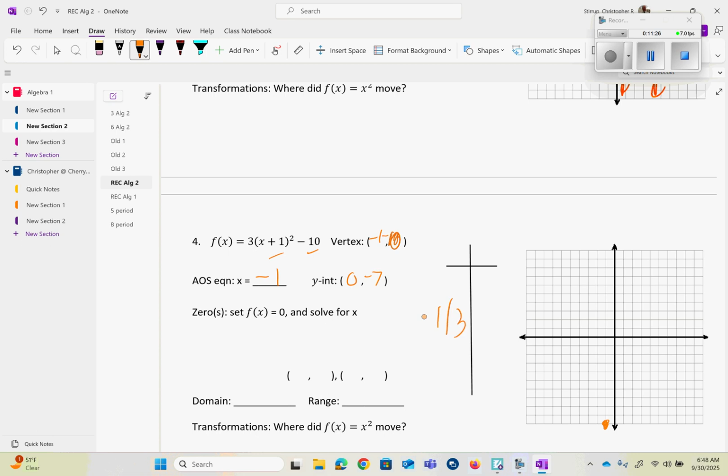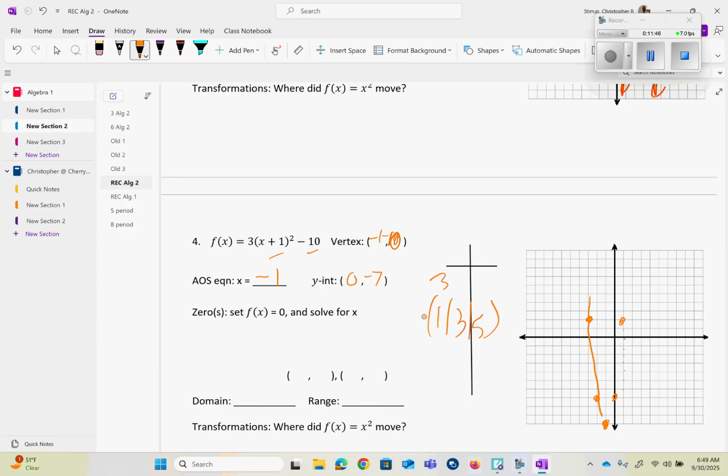So our 1, 3, 5 is going to be multiplied by 3. So I'm going to go right 1 up 3. 1, 2, 3. Left 1 up 3. And then I'm going to go up 9. So right 1 up 9. Left 1 up 9.